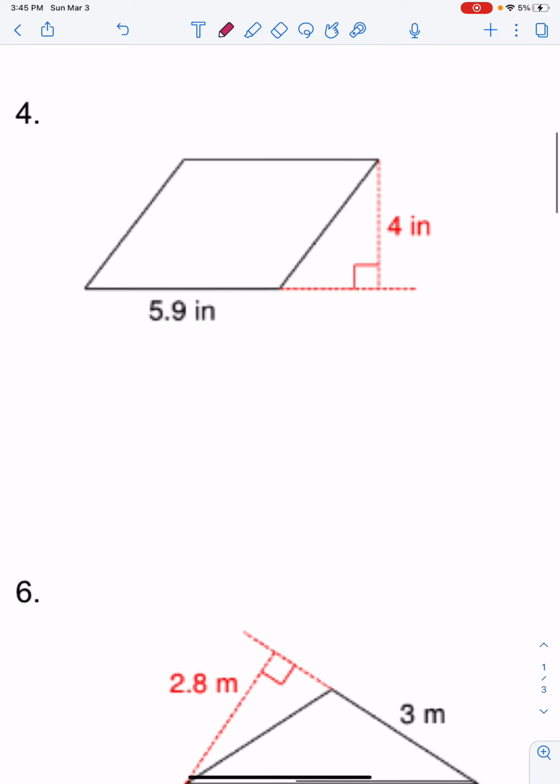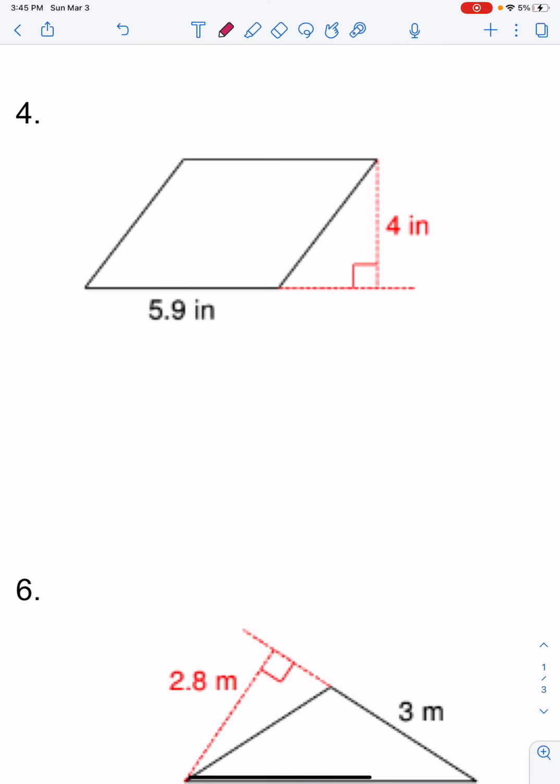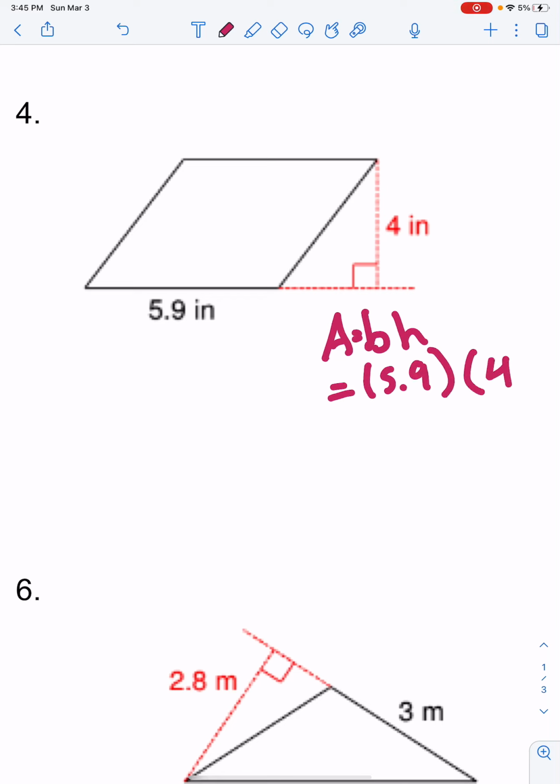Let's do number 4. This is a parallelogram. And the formula for the area of a parallelogram is the same as the formula for the area of a rectangle. Area equals base times height. Step 2 is going to be replace the variables with the numbers they represent. So instead of a base, I'm going to write 5.9, and my height is 4.